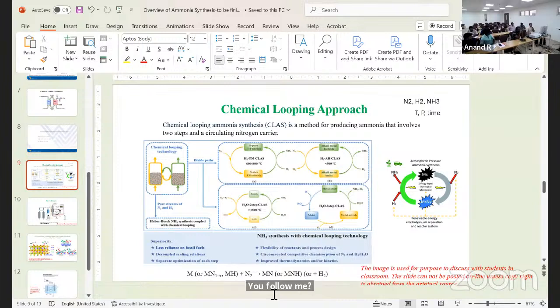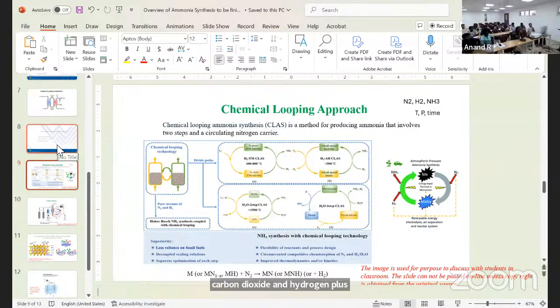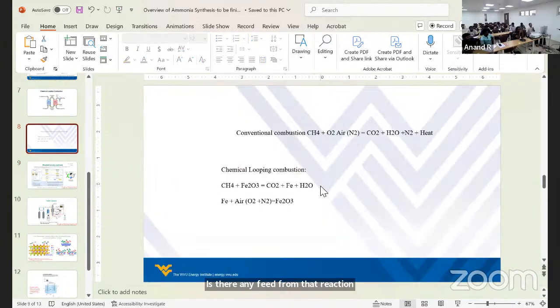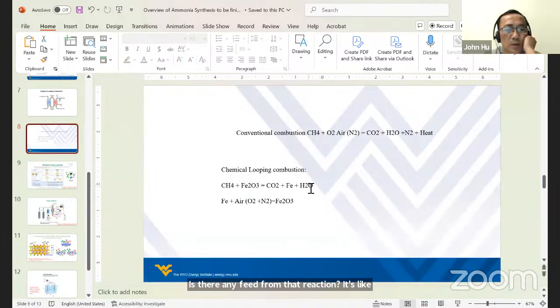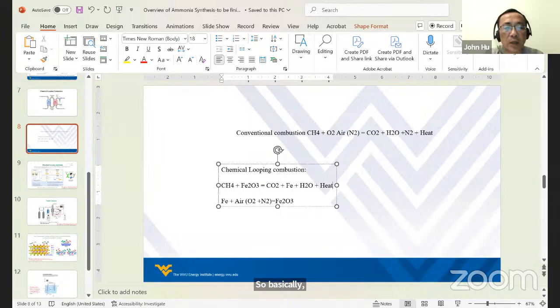Yes, sir. If previously we said methane reacts with metal oxide, then we will get carbon dioxide and hydrogen plus. Is there any heat from that reaction? Yes, that's oxidation. You are talking about this reaction. Thank you for the question. Yes, there's heat coming out.